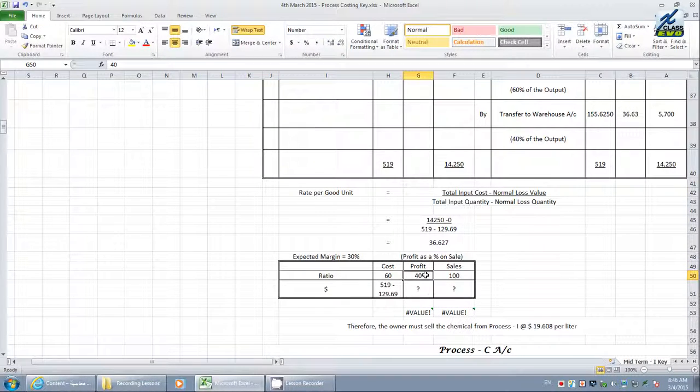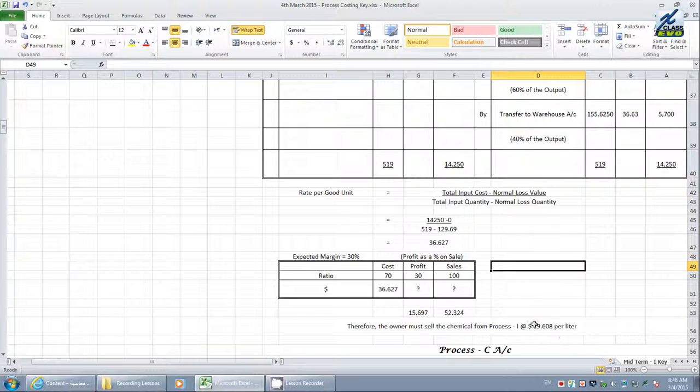Therefore, your profit requirement is 30 percent upon sales. That means sales should be 100. Therefore, cost you will be having 70. And then what is the value here you will be getting? What is the cost value? The cost value is nothing but this value. If this is the value you get, how much will you be getting here? Let us see here. 360. Yeah.